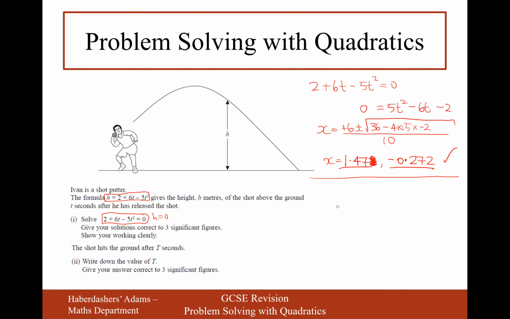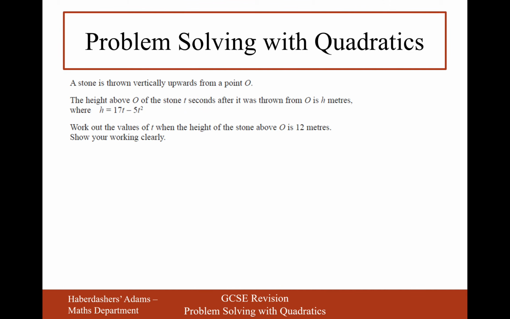It must go forward, the time, so the value for t must go forward in time, so therefore the answer to part ii is 1.47 seconds because it goes forward in time. The negative solution value would be effectively if you were to imagine it going backwards and it would hit the ground here. So it's 1.47 seconds in time. Alright, let's move on to the next question then. Pause the video and give this question a go.